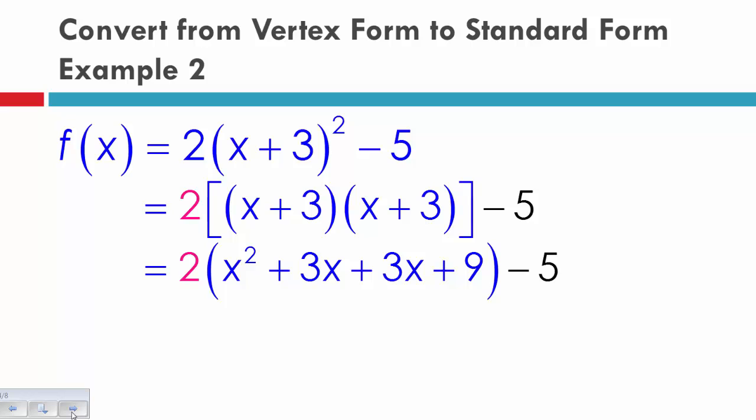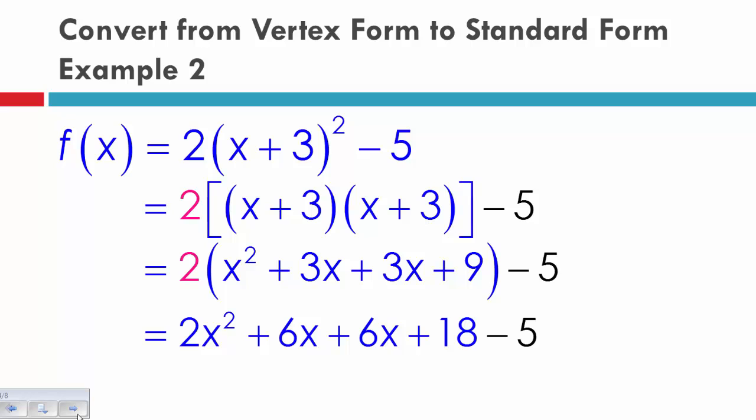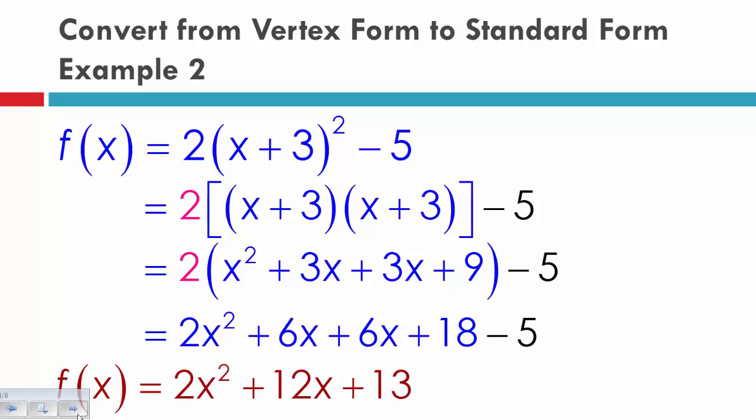Now it's time for you to distribute the 2. The 2 only goes to the 4 terms on the inside of the parentheses. The 2 does not go and get multiplied to the negative 5. Combine your like terms and write it in standard form. Don't forget to put the f of x out front.